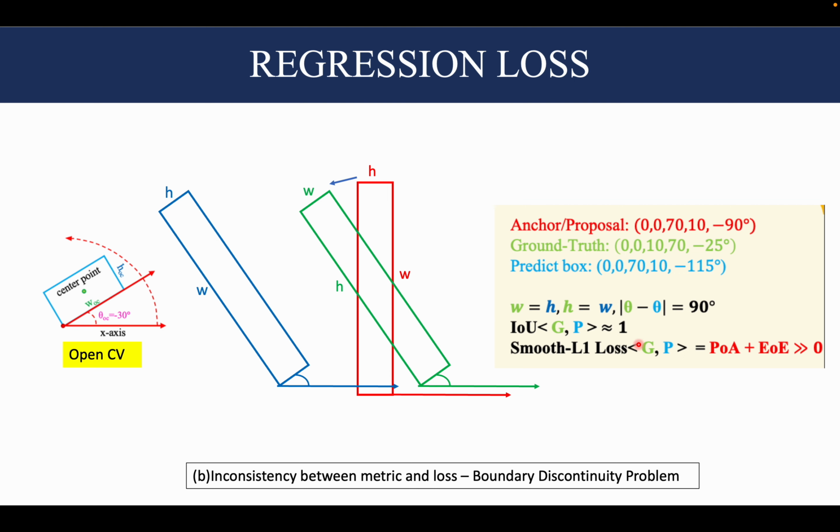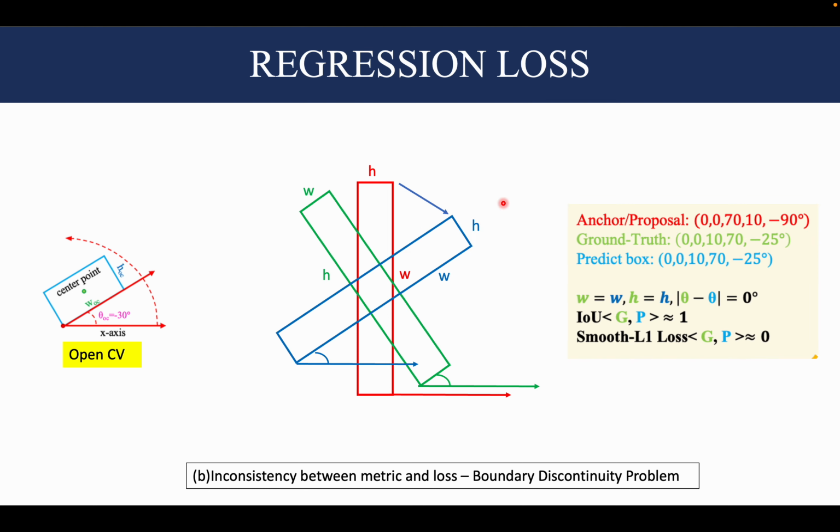Although in this case the IOU would be 1, the smooth L1 loss would be large because first of all the width and the height got interchanged, which is called the exchangeability of edges, and the other reason is the angle difference of 90 degrees, which is known as the periodicity of angle. So in reality, the regression takes place by first a clockwise rotation of the anchor to match the angles, which would now become minus 25, and then the width and the height would shrink and extend respectively in order to match the dimensions of the ground truth box. In this case the IOU would be 1 and the smooth L1 loss would be 0.